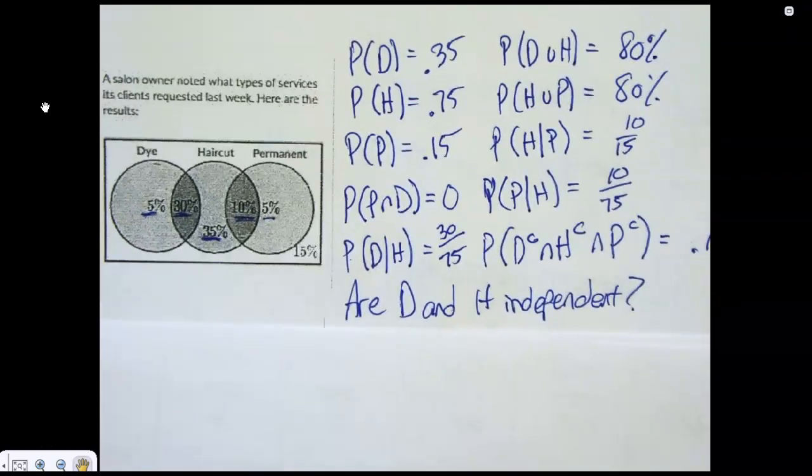One more thing, are D and H independent? To figure that out, you look at the probability of D in general, and then the probability of D if I tell you H is true. If that changes your probability, what does that mean? Not independent. 0.35 and 30 divided by 75 are not the same number, so they are not independent.